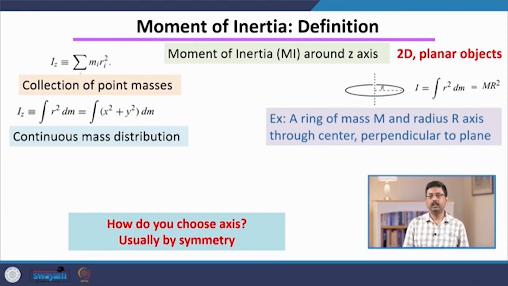And usually, how do you choose the axis? This is something probably not discussed in high school physics: usually we choose the axis by symmetry of the object. So, for example, if we have a ring, then the natural choice is an axis passing through the center of the ring. That is because it is clear that about the center the mass distribution will be symmetric. However, in this course we are going to generalize this definition, and we will show that you can choose any arbitrary axis, and we are going to learn how to compute moment of inertia about any arbitrary choice of axis.